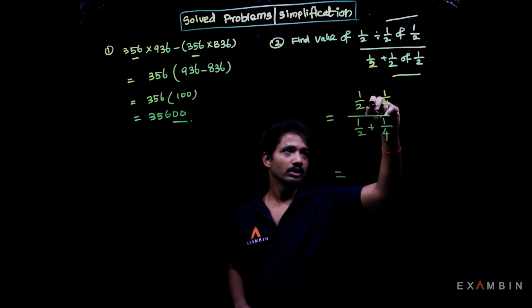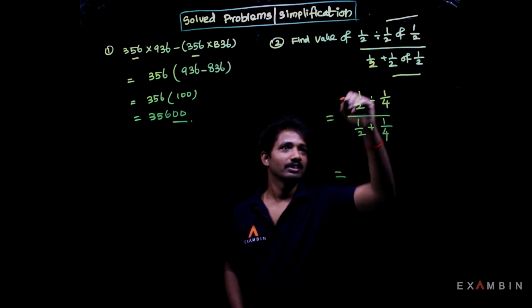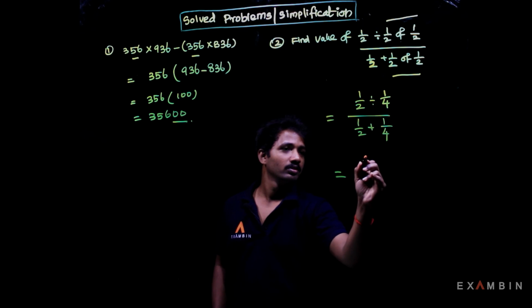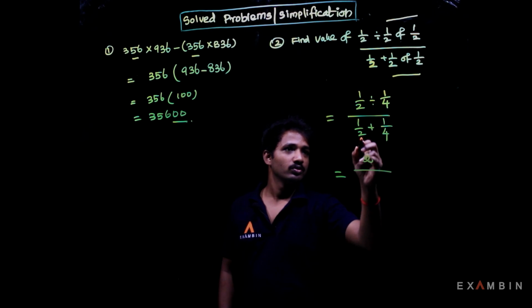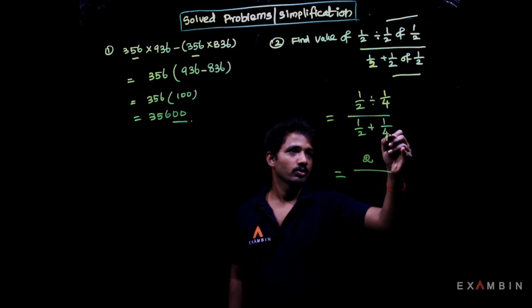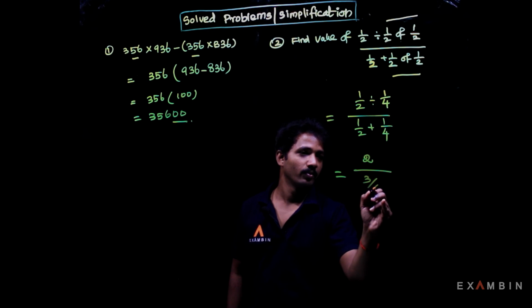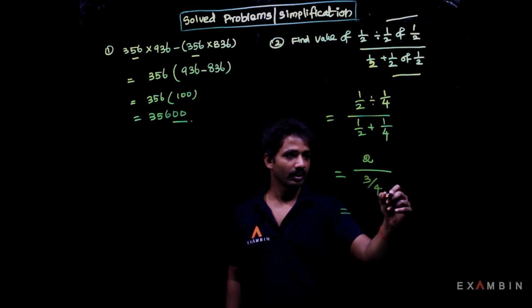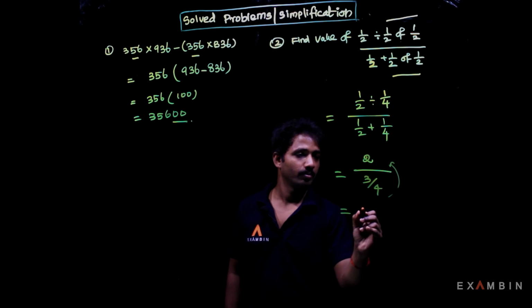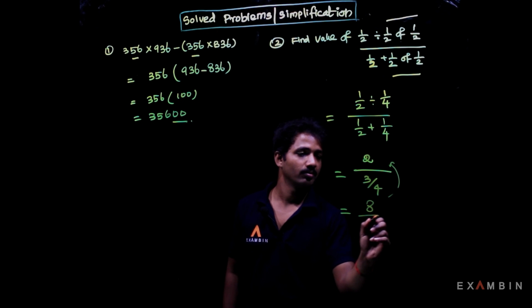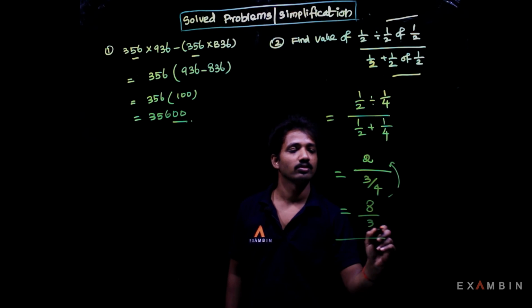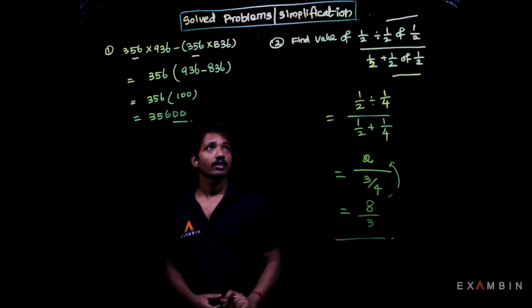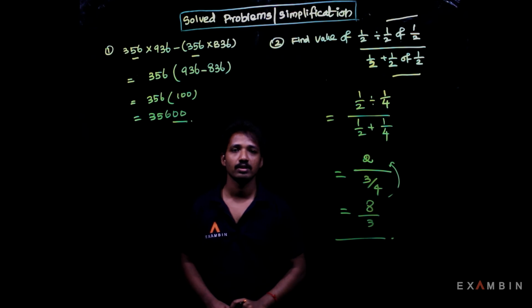So 1 by 2 divided by 1 by 4. How many quarters are there in a half? It's 2. Half plus quarter is equal to 3 by 4. So 2 by 3 by 4. This 4 we can take to the upper part, and 2 into 4 is 8, 8 by 3. The answer will be 8 by 3. We'll move on to the next set of examples.